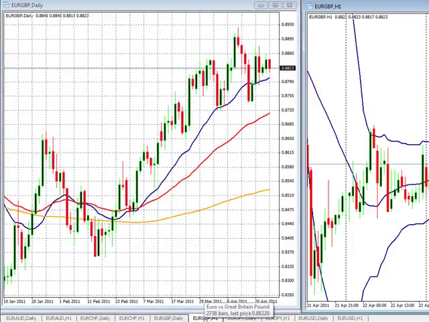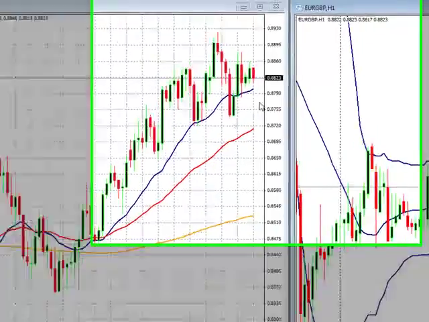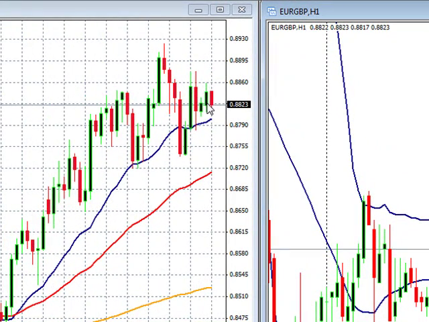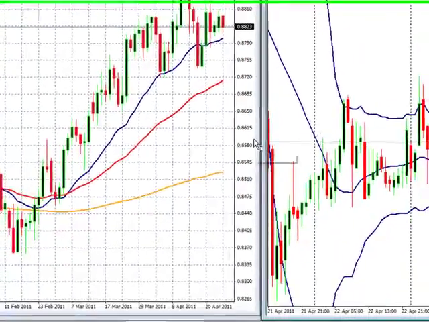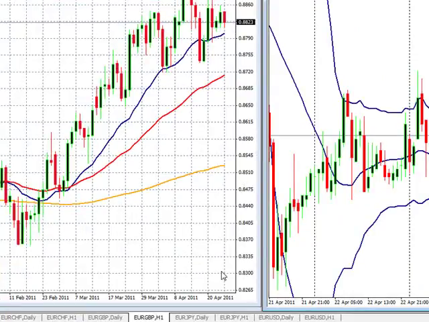The Euro Pound. This one we said we wanted to see, let it tell us what it wanted to do, and it originally said it wanted to go higher, and now today it's saying it wants to go lower. So I'm still waiting for this one. I don't see a trade on this one quite yet.